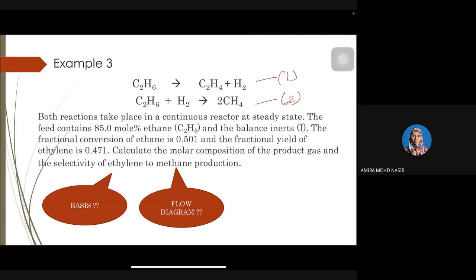The feed contains 85 mole% of ethane and the balance is inert. The fractional conversion of ethane is 0.501 and the fractional yield of ethylene is 0.471. Calculate the molar composition of the product gas and the selectivity of ethylene to methane production.